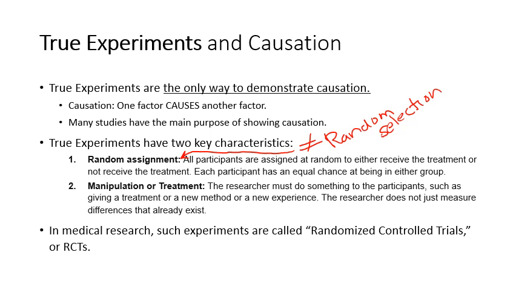And then a manipulation or treatment. The researcher must do something to the participants, like give them medicine, or give them a new method, a new exercise technique, or a new experience. But the researcher has to do something to make a difference between the two groups. The researcher isn't just measuring differences that already exist. So those are the two conditions of true experiments. In medical research, those true experiments are called randomized controlled trials, or RCTs.